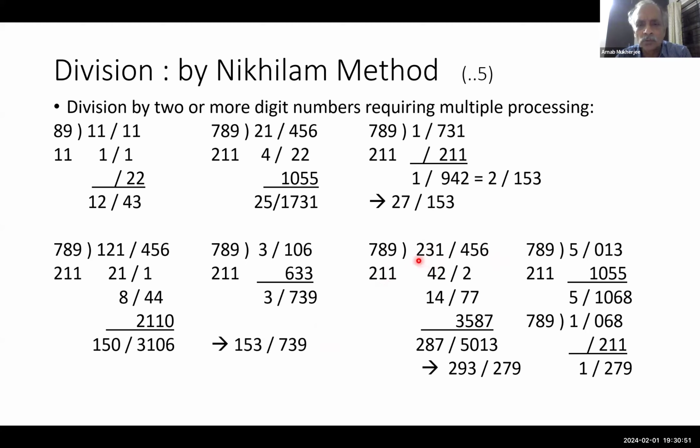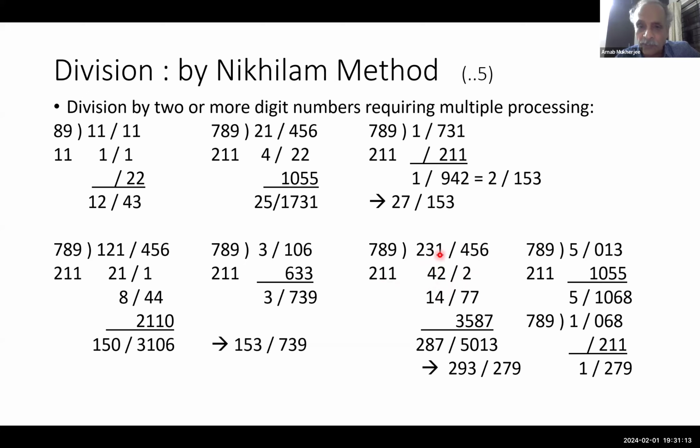So 2 into 211, 420. 42 becomes here, and it is not 2 but actually 200, below 4. Then again, 4 plus 3 is 7. 7 plus 211 is 14.